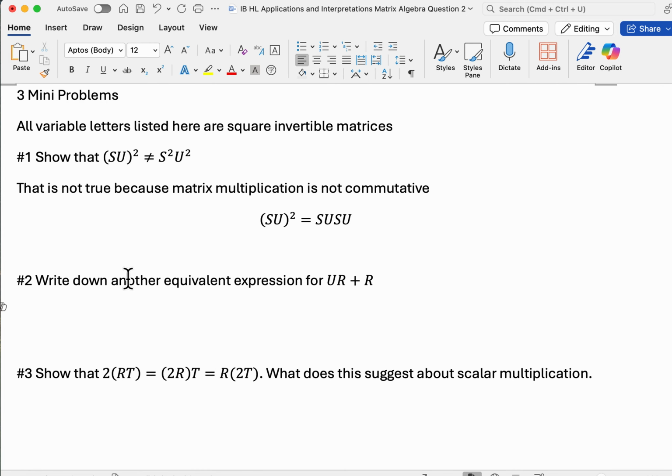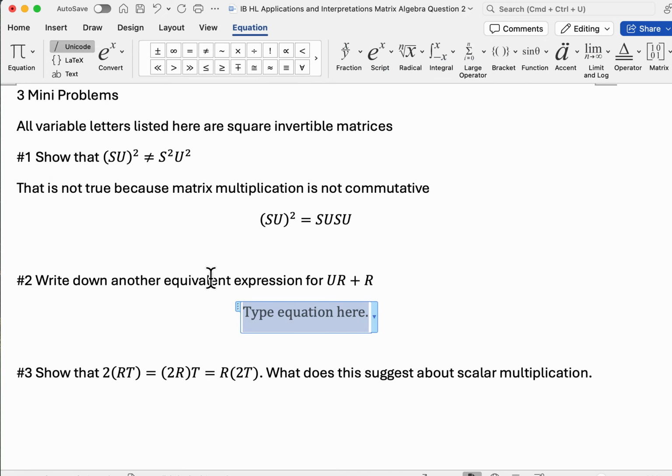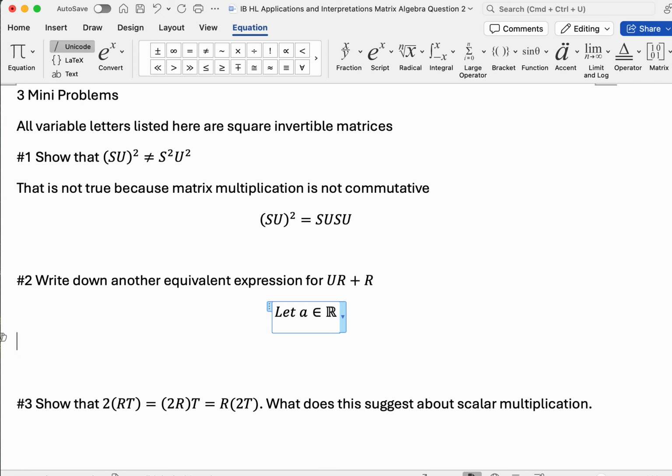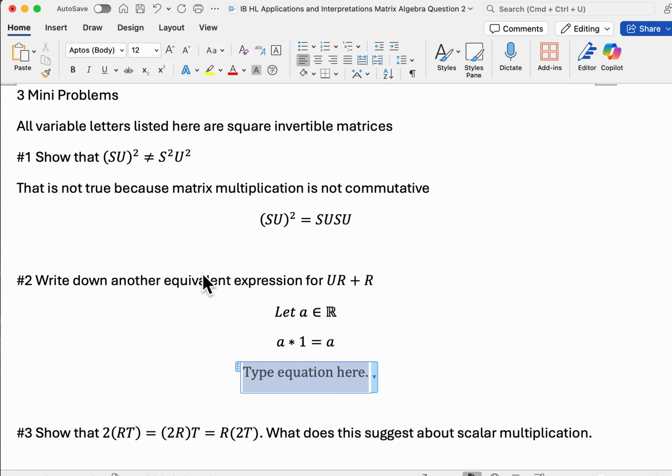Now let's write down another equivalent expression for UR + R. So with the real numbers, we have a multiplicative identity, which is simply 1. Let A be a real number. We take A and multiply it by 1. We just get A back itself.